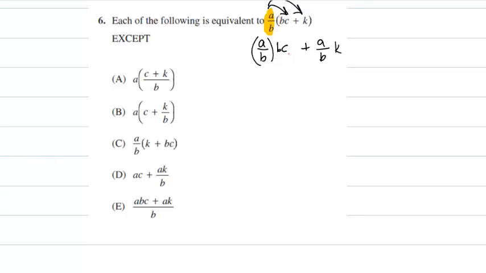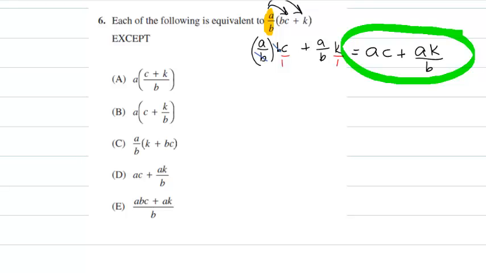Now this bc here is really bc over 1 because any number is itself over 1. And that means that in this multiplication sentence on the left, I've got a b on the top and a b on the bottom. So those are going to cancel with each other. So the most simplified version of the original sentence is AC plus, same thing with the k, that's k over 1 there. So that's AK over B. Now let's see which sentences are equivalent to that and which ones are not equivalent to that.